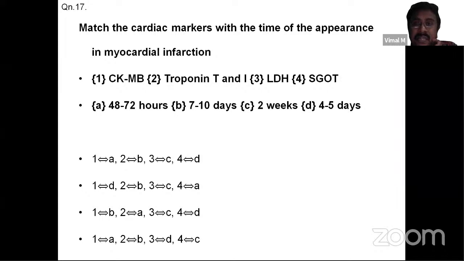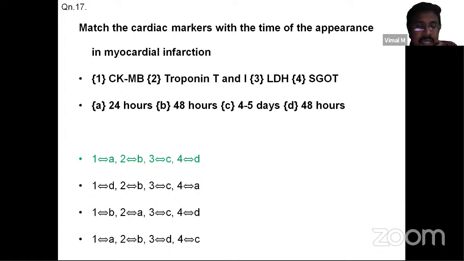Match the cardiac markers with the time of appearance in myocardial infarction. They have asked CKMB, troponin T, LDH, and SGOT. So the option here is option A, and it is matching with these things. CKMB will be elevated in 24 hours, troponin T 48 hours, and that is the peak value. Here they are meaning the peak values, and LDH 4 to 5 days, and SGOT it is 48 hours.